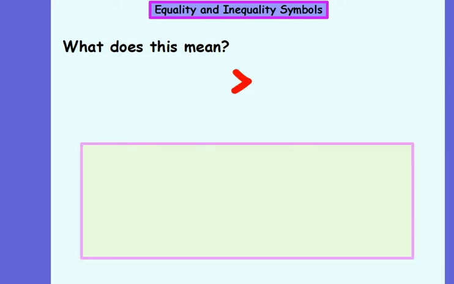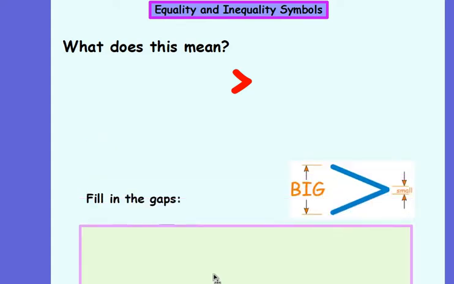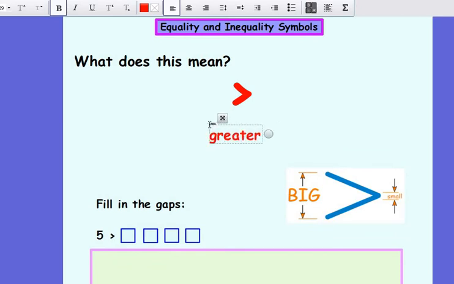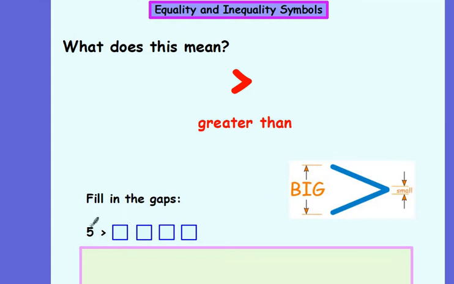Let's try another one. In your light blue books, what does this mean? Ollie, what do you think this means? Greater than, brilliant. So this means greater than. So if I've got 2 numbers, the bigger number will go on the bigger side of the greater than sign, and the littler number will go on the smaller side of the greater than sign, as shown in this little diagram. In your light blue books, can you fill in the gaps of this example? 5 is greater than what? Any numbers you can think of.